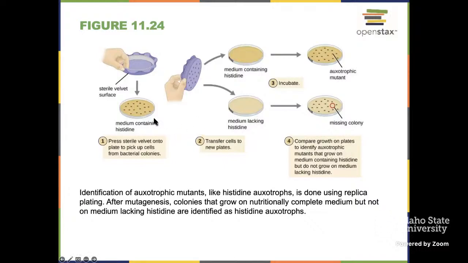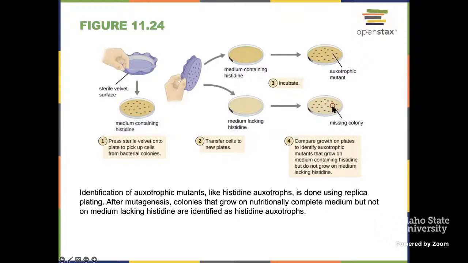So what happens in here is we've got our media. In this case, we've got histidine that's incorporated into the media. All of our bacteria are happy and growing. We can see the colonies on here. Our velvet cloth, you can see the colonies are on it, and we're going to transfer it to these two different plates. One of them has histidine, and the other one lacks it. As we make these transfers, we incubate those plates at 37 degrees or whatever growth temperature they want to grow at. And then we look at them to see what's growing, or maybe better yet, what's not.